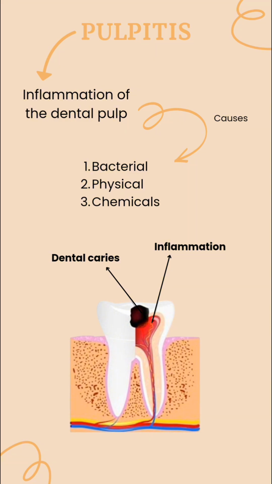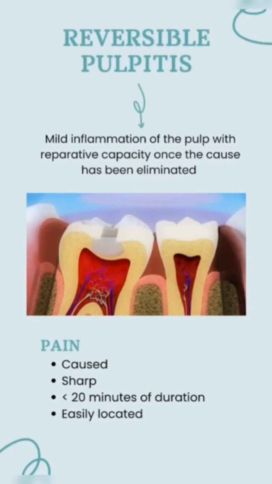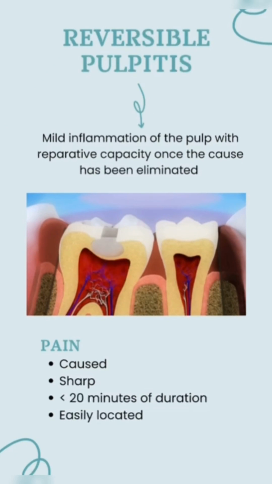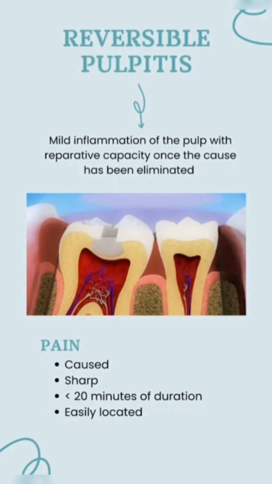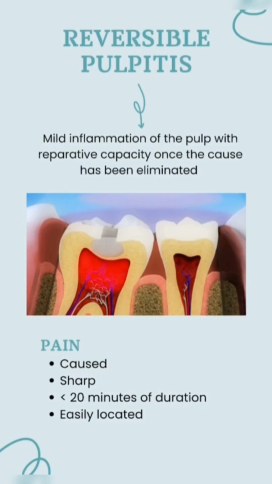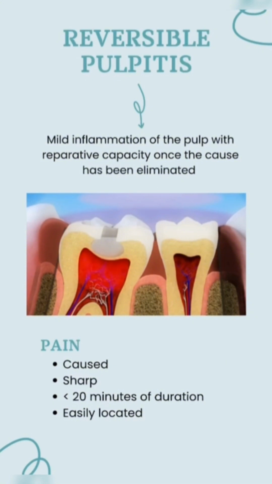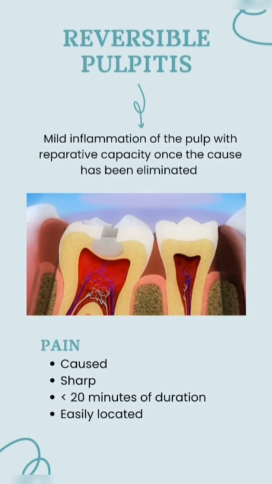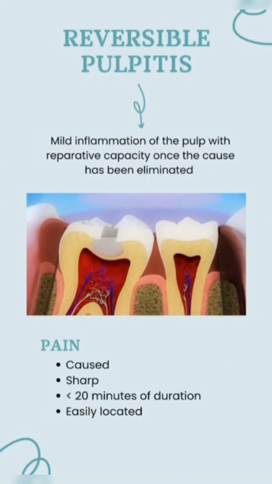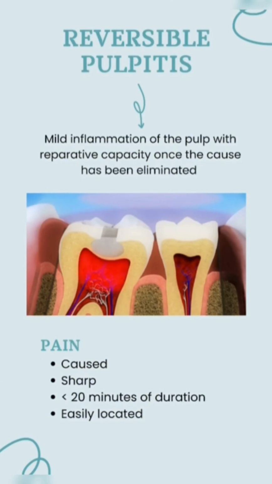Now we are going to talk about a reversible pulpitis. A reversible pulpitis is defined as a mild inflammation of the pulp with reparative capacity once the cause has been eliminated. In other words, a reversible pulpitis occurs when the decay hasn't reached the pulp, affecting only the dentin, but the bacterial toxins cause the pulp to be irritated and the inflammation is reversible.